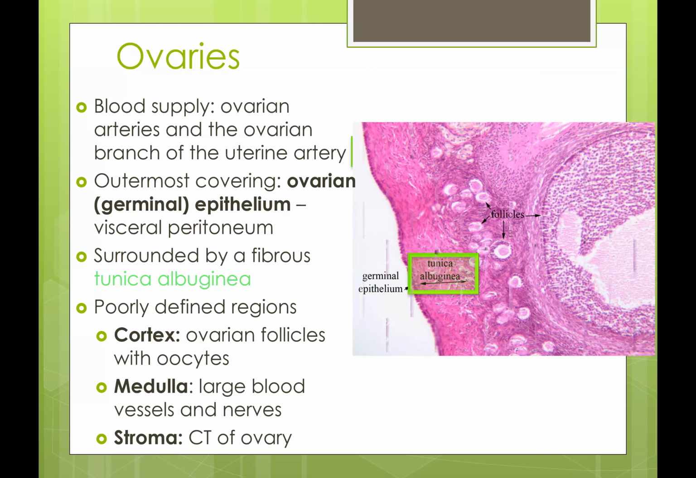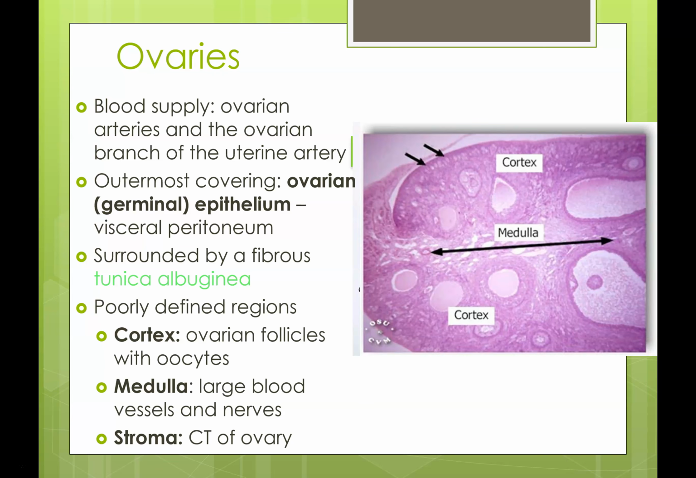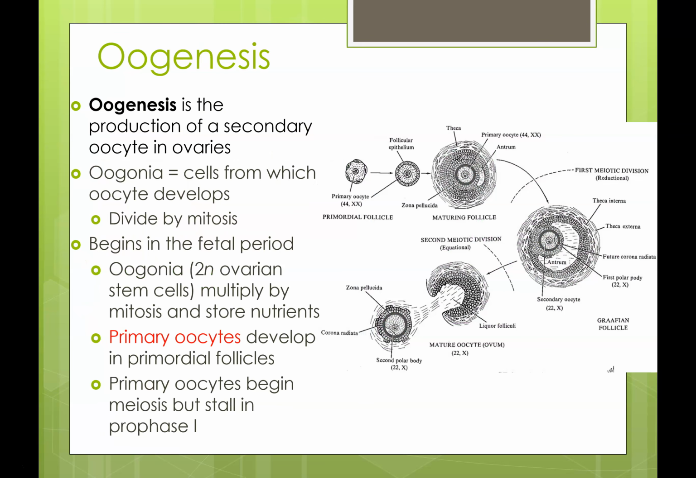We do have some poorly defined regions within the ovary. Just as we saw with the kidney and some other organs, the periphery will have a cortex, and the cortex is where we are going to find these ovarian follicles carrying the oocytes or the eggs. The inner portion will be the medulla, and here we see these openings of very large blood vessels and also some nervous tissue. The stroma will just be the connective tissue of the ovary.